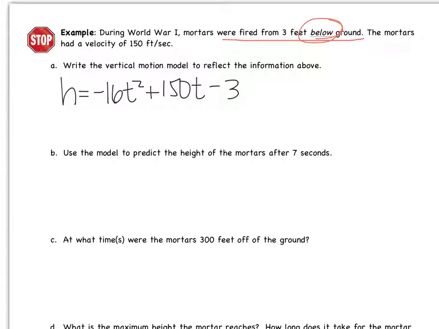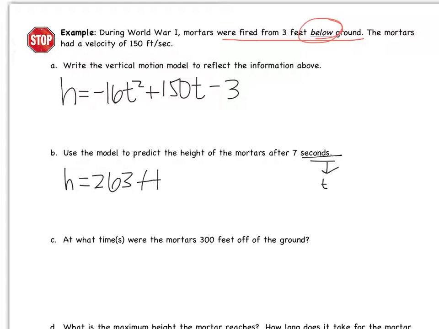Okay, so hopefully you tried these on your own. I'm not going to be showing you any work. So if you come in tomorrow with all these answers written and no work, you will not be receiving credit. For part B, you should have 263 feet. So you should have put 7 seconds in for T.